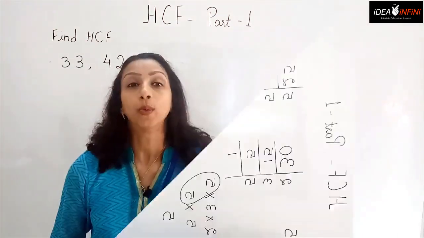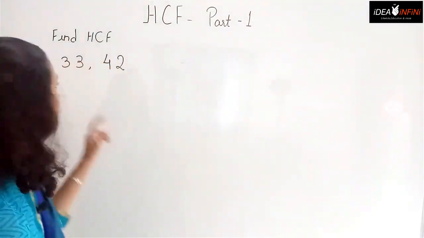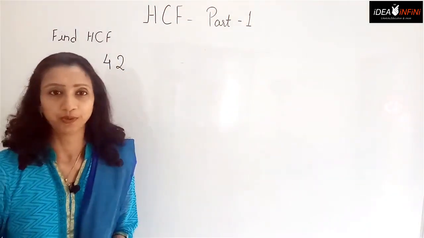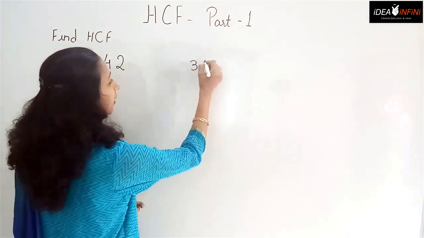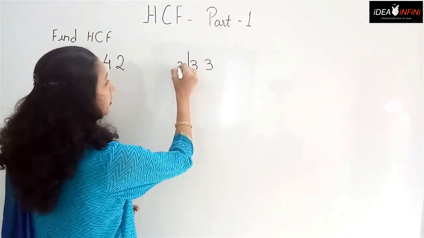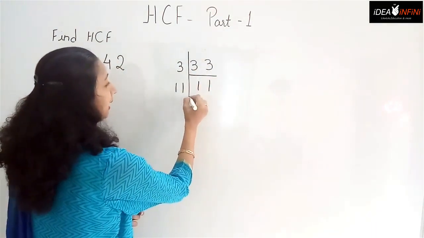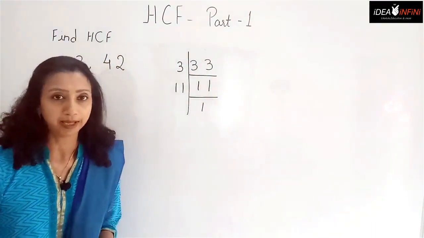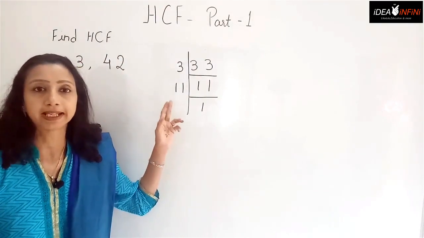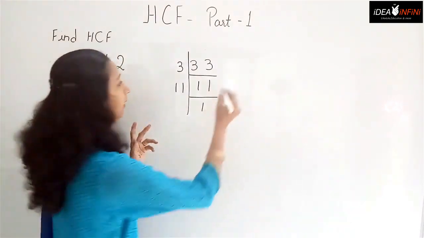We see another example here. 33 and 42. Once again, we are finding out the factors for 33. So it is divisible by 3. 3 11s are 33. 11, we know that it is a prime number. So there are no other factors except the number itself and 1.